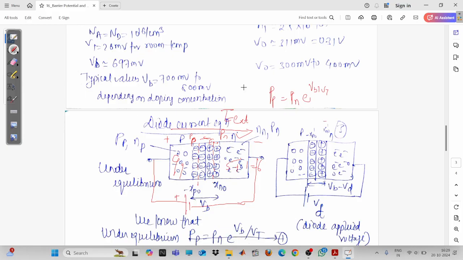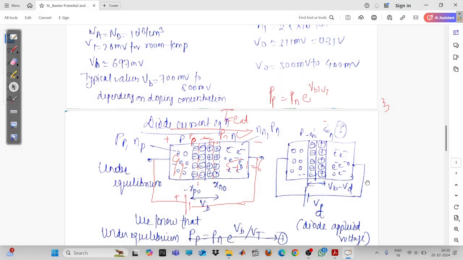So now we can reduce the width also, that is minus xp0 dash and xn0 dash. Okay, so now what is the voltage which is applied across the depletion layer? So you can see that the barrier potential has decreased. Initially it was VB when there was no voltage. Now due to the application of the voltage, that is the applied voltage VD, the resultant voltage will be VB minus VD. Fine, VB minus VD.